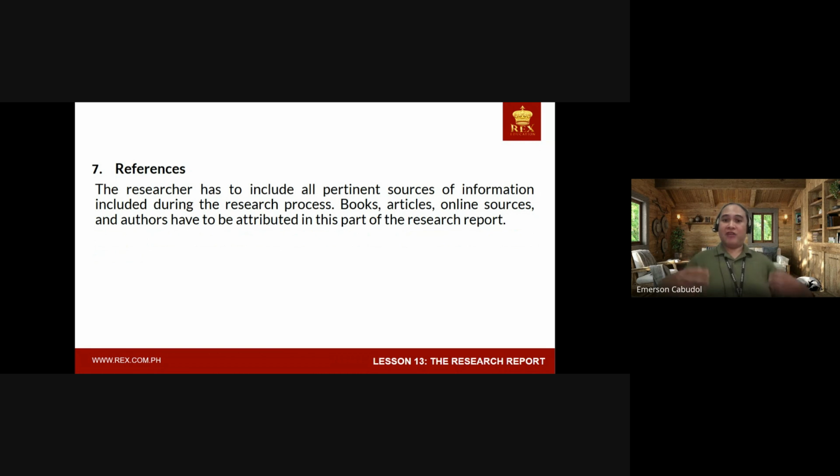All sources that were referenced in the text must be included in the section. So this includes books, journal articles, websites, reports, and any other relevant materials used during the research process. For the formatting guidelines, please go to APA, Google APA.net, and then download the 7th edition manual.